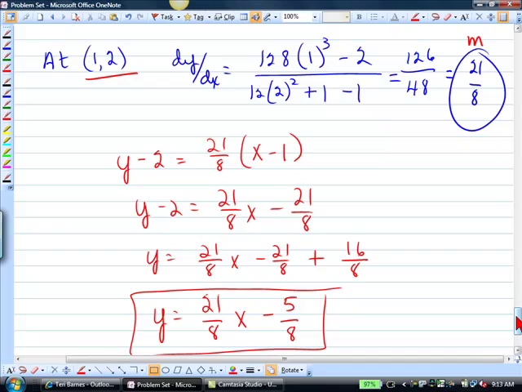What if you got m to be 0? What would that tell you? Horizontal line. Yeah, and if 0 was on the bottom, it'd be undefined, and what kind of line would that be? Vertical line. So that's certainly a possibility. Just keep that in mind.